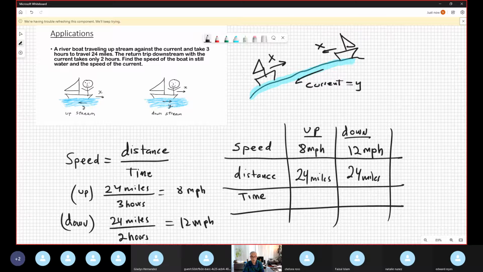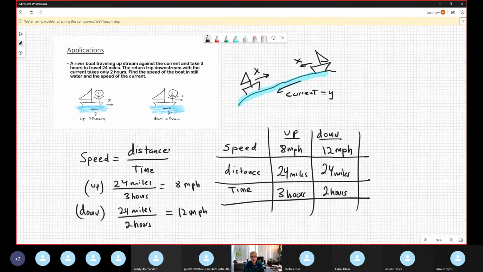But the time is different. The time is 3 hours, and here the time is 2 hours. Okay. I don't know if my table is useful or not, because the most important thing for me is not the table, but the equation that allows me to solve this. So look.